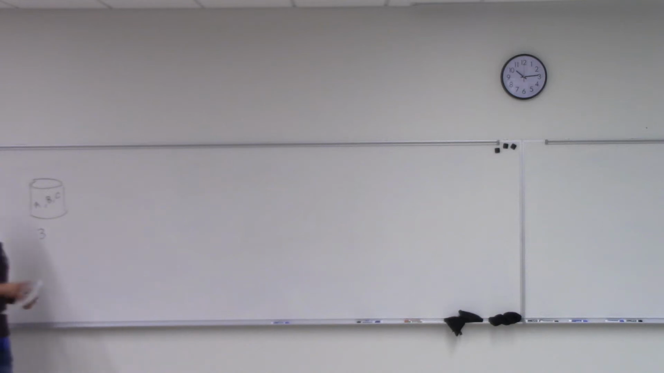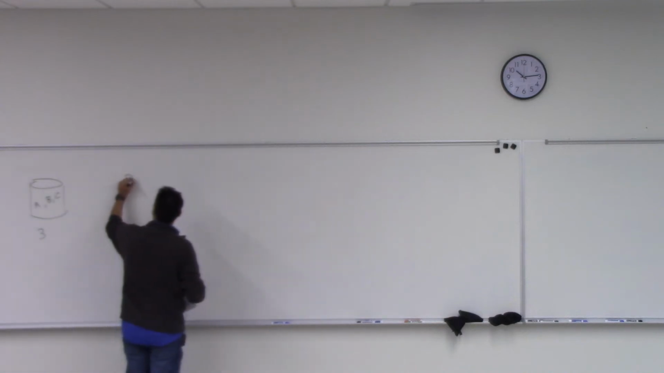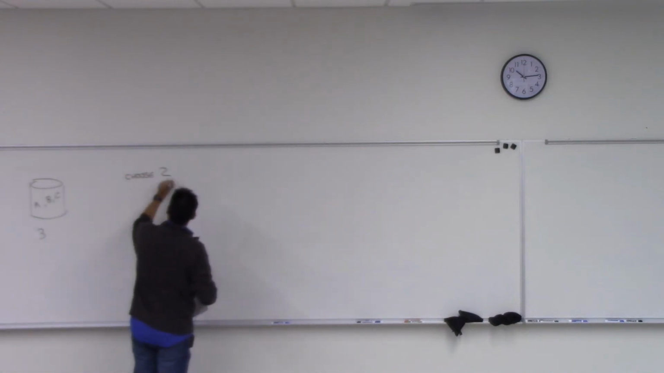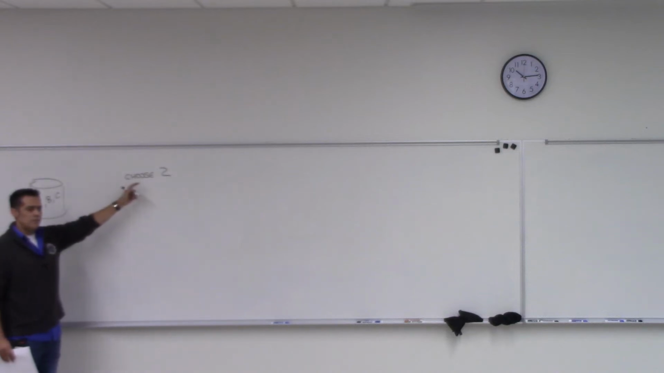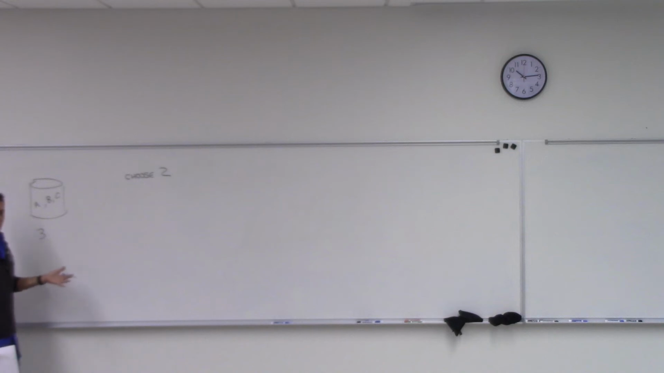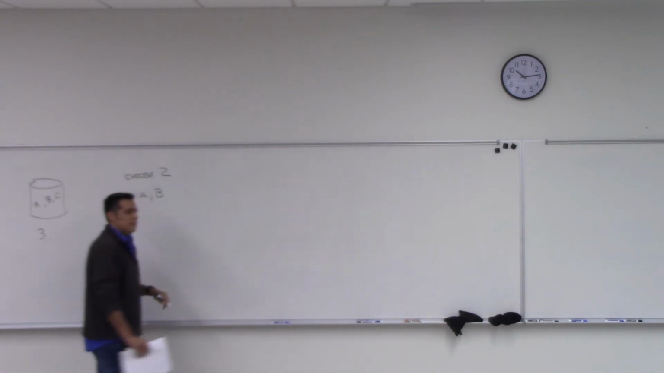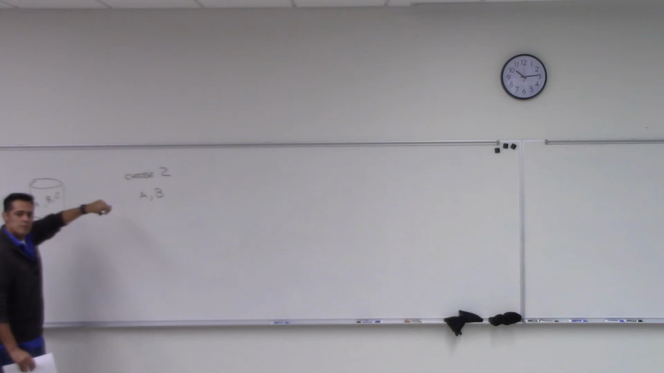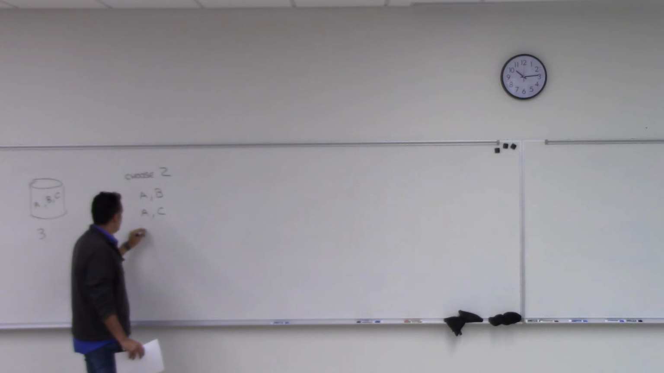And what I want to do is take two objects out. So I want to choose two from this. How many different ways can this happen? How many different ways can I start with three objects and choose two? So let's just list out the possible outcomes here. I could pick out of here A and B, right? That could have happened. Or I could have picked A and C, and then I could have picked B and C.